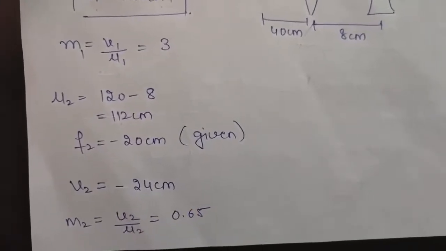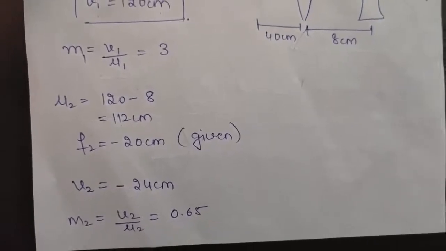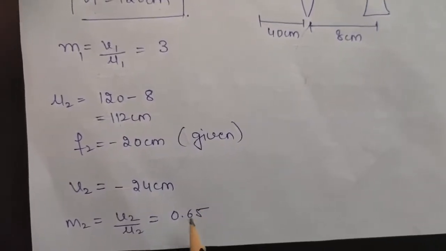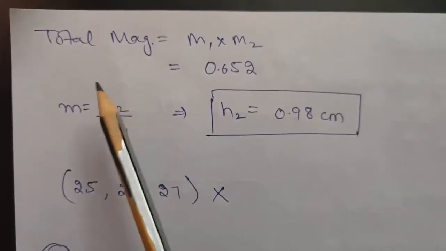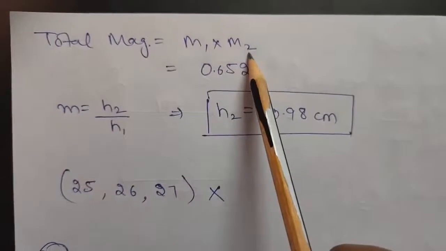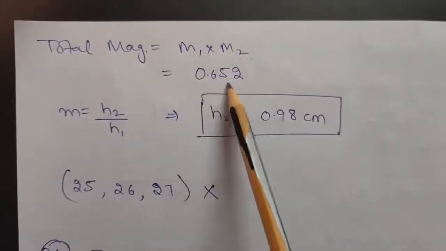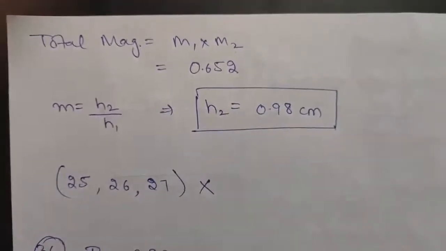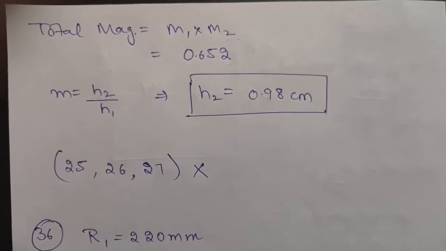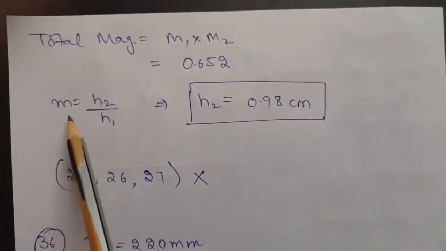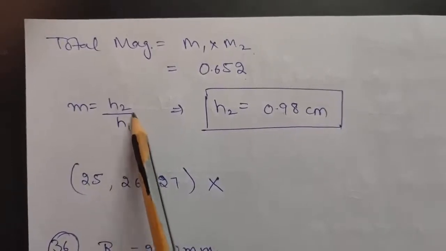Again using your magnification formula, that is v2 upon u2, you will get the magnification produced by the concave lens to be 0.65. So again the total magnification will be nothing but just multiplication of the individual magnifications, that is m1 into m2, that will be 0.652. Now if you know total magnification and if you know the height of object, you can easily calculate height of image, because magnification is nothing but height of image upon height of object.